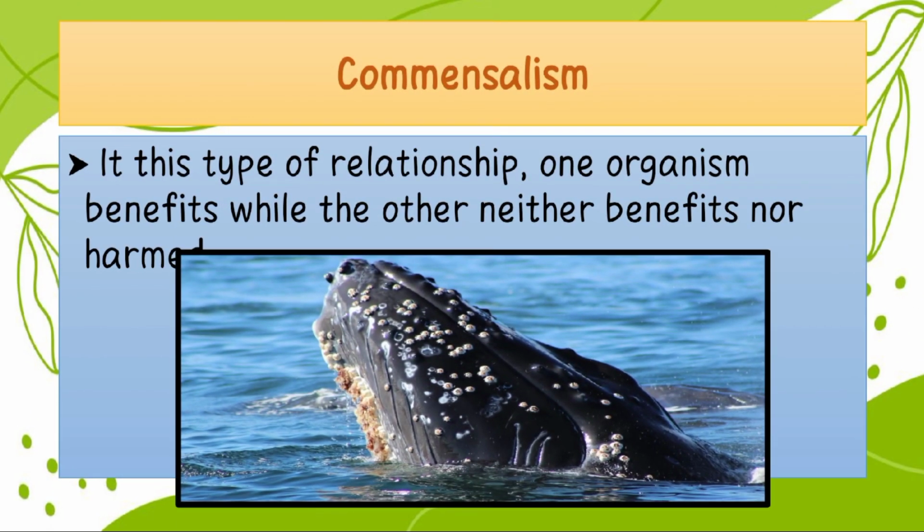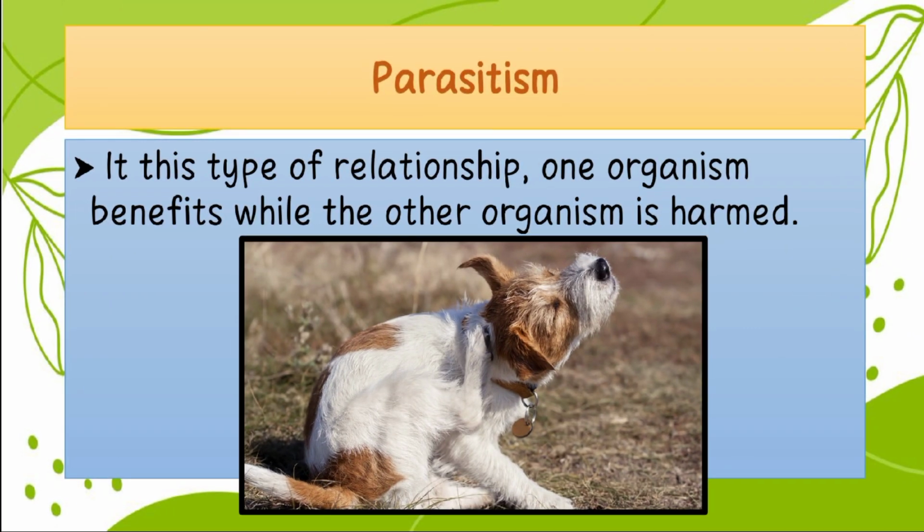What is commensalism? In this type of relationship, one organism benefits while the other neither benefits nor is harmed. Look at the picture, here is the example of commensalism. And what is parasitism? In this type of relationship, one organism benefits while the other organism is harmed.